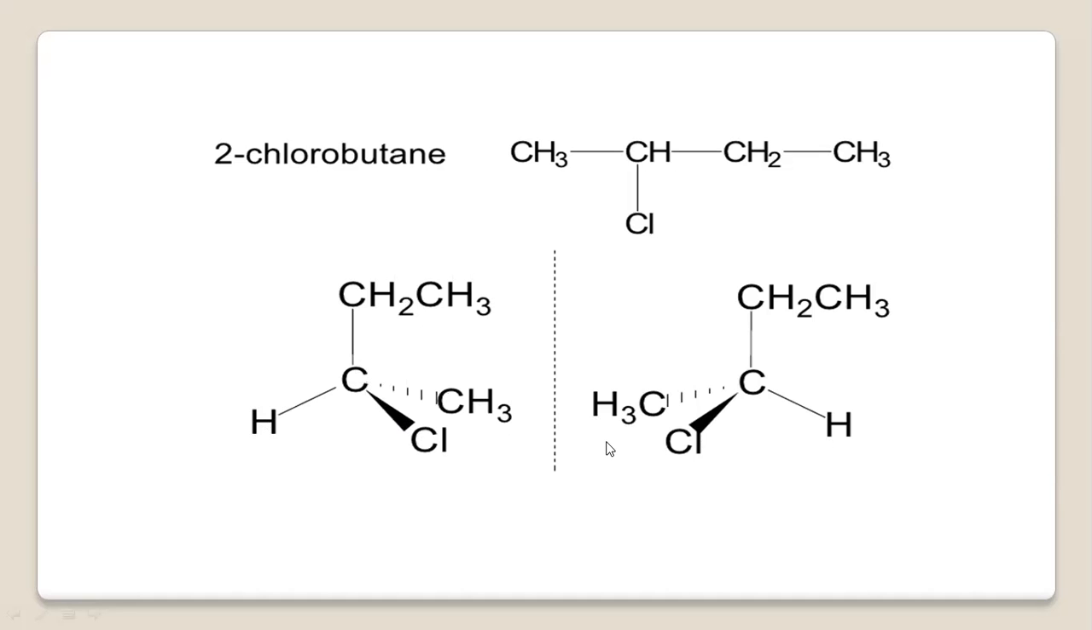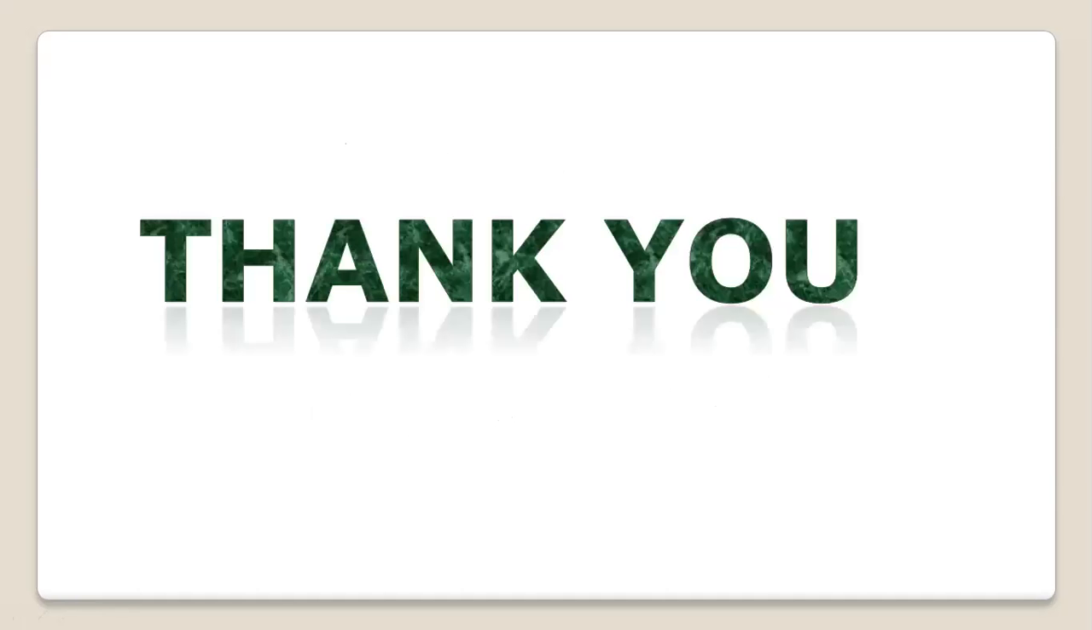So this optical isomerism is due to the arrangement of these atoms or groups being different in three dimensions. So this is about stereoisomerism, geometrical isomerism and optical isomerism. And this is all about isomerism. Thank you.